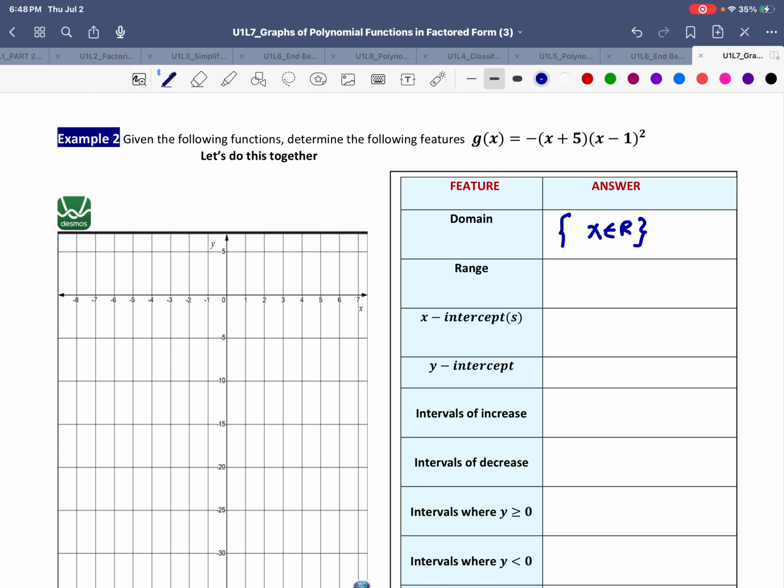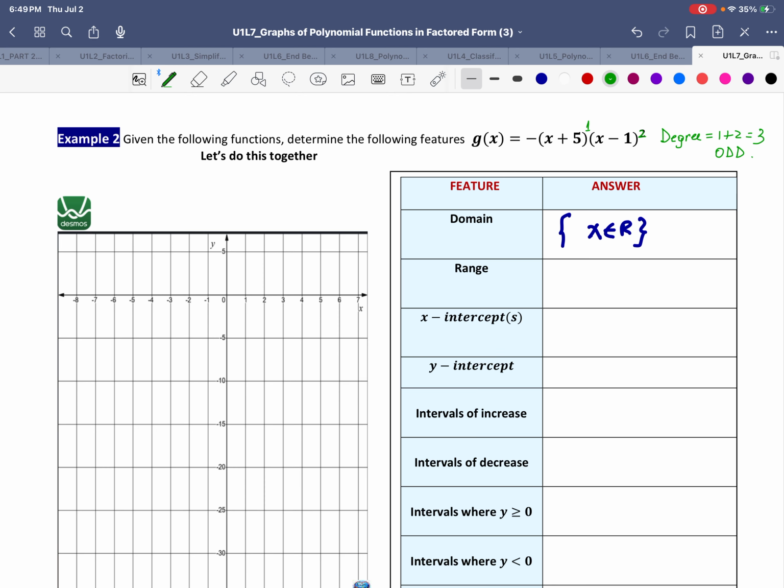Now, let's determine the range. To do this, we first check the degree of the polynomial. As you can see here, we have a factor of x plus 5 of multiplicity 1 and a factor of x minus 1 with multiplicity of 2. We also have a constant factor here, negative 1, but this is degree 0, so we do not take that into account when calculating the degree of the polynomial function. So the degree would be equal to 1 plus 2, or 3. This tells us that this is a polynomial function of odd degree.